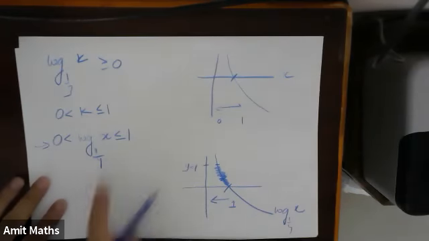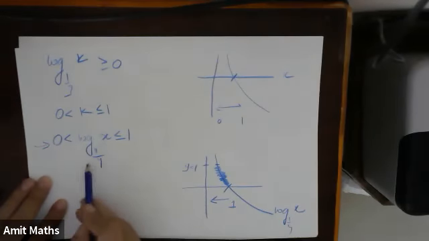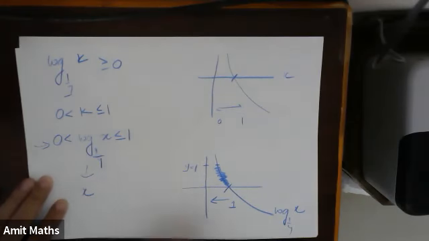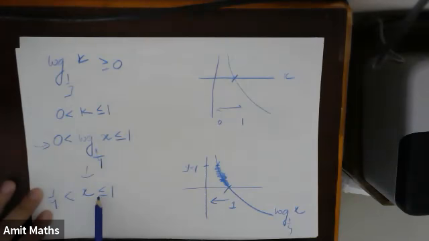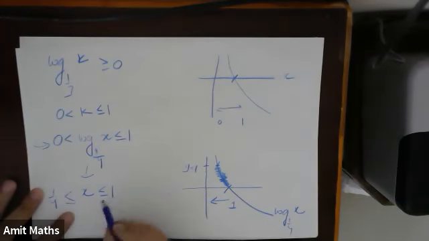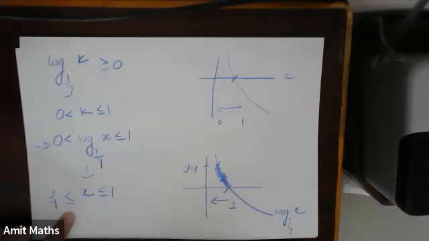Fine. So looking at the graph, I can write that x should be less than or equal to 1 and greater than or equal to 1 by 4. Sorry, x should be less than or equal to 1 and greater than or equal to 1 by 4. Understood? Basic.